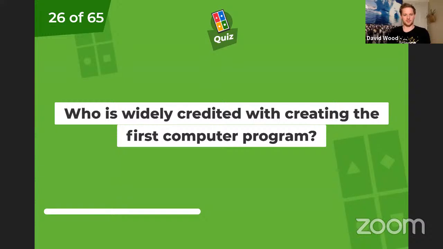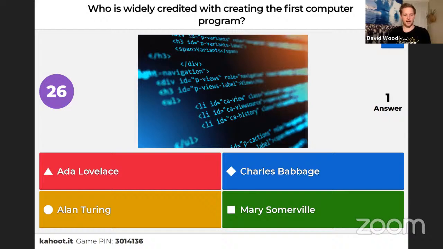Is it Ada Lovelace, Charles Babbage, Alan Turing, or Mary Somerville? Who's widely credited with creating that first computer program? I know there are a lot of computer programmers out there in Seattle. Ada Lovelace, Charles Babbage, Alan Turing, or Mary Somerville?